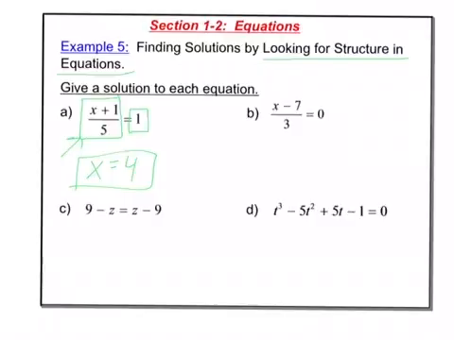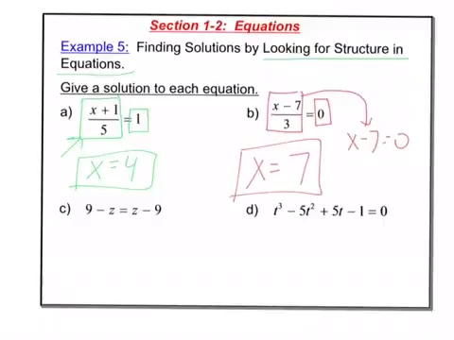B is very similar. If a fraction ends up equaling 0, that means that the numerator has to equal 0. So the only answer that will work for this one is x is equal to 7.